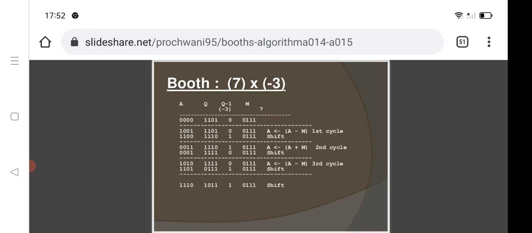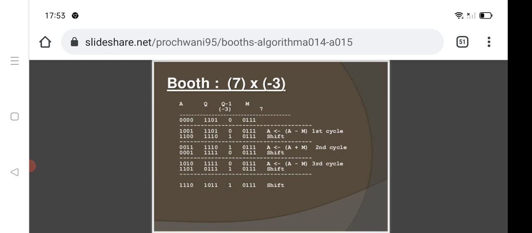Okay, and next I need to check whether count is equal to 0 or not. It is not equal to 0. Again jump back to checking the condition called q naught and q minus 1. So what is my q naught and q minus 1 value? It is 1 0. 1 0 means I need to perform A is equal to A minus M. After performing this one, I need to again perform the arithmetic shift right operation. After doing that one, I need to decrement my count value from 2 to 1.